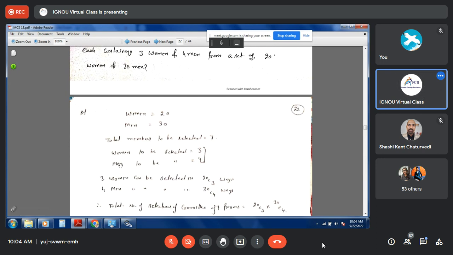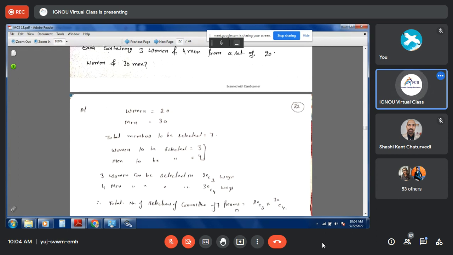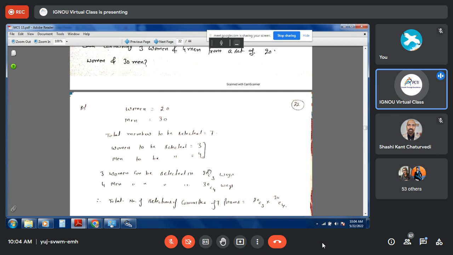Similarly, 4 men can be selected from the 30 men. 4 men can be selected in 30C4 ways. The total number of selections of the committee is equal to, again, until the process is completed, multiply them: 20C3 multiplied by 30C4.